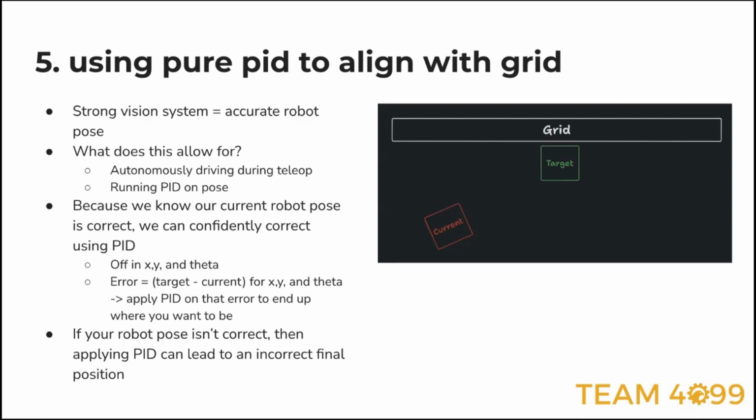So because we know our current robot pose is what we feel is the most accurate based on the Apriltags, we can just do PID on our X position, as well as our Y position, and also on our theta compared to our target. And so the difference will be our target X and our robot position X, target Y and robot position Y, target theta and robot position theta. Those will all have PID accounted for on each one of the error amounts in order to go to a certain position on the grid, right?